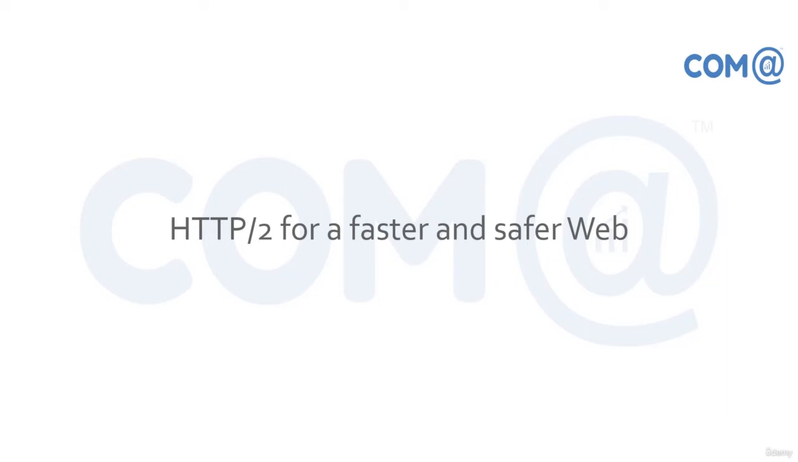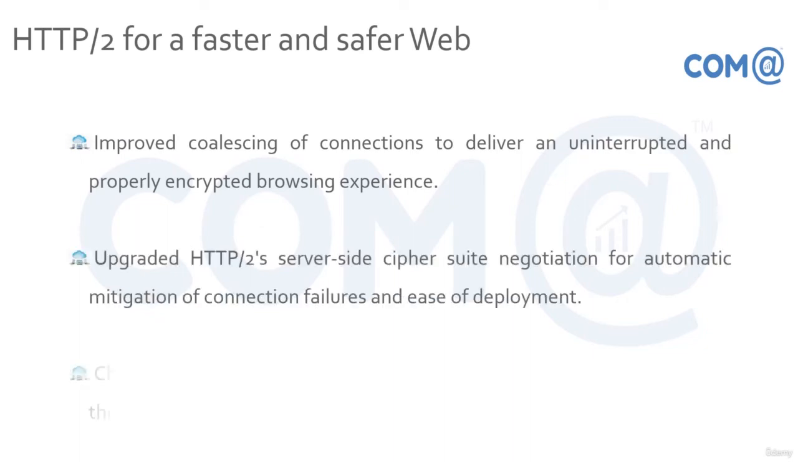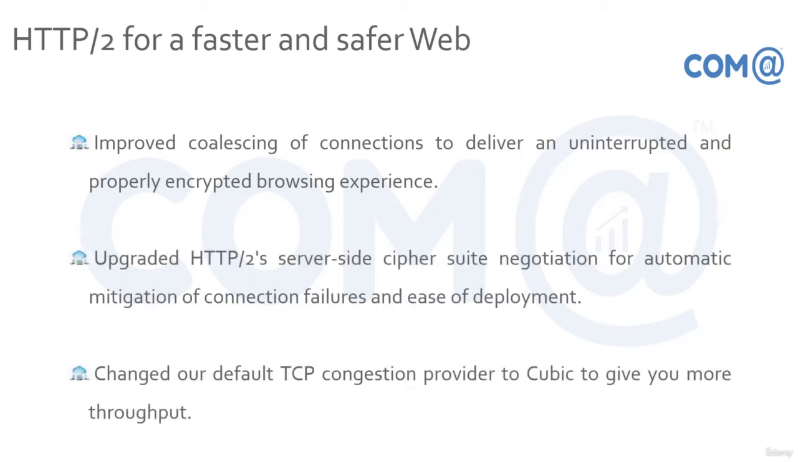The other important feature is HTTP/2 for faster and safer web applications. This is a feature with improved coalescing of connections to deliver an uninterrupted and properly encrypted browsing experience. Comparing to the earlier version, we have the upgraded HTTP/2 server-side cipher suite negotiation for automatic mitigation of connection failure and ease of deployment, and also the default TCP congestion provider is changed to CUBIC to give you more throughput.